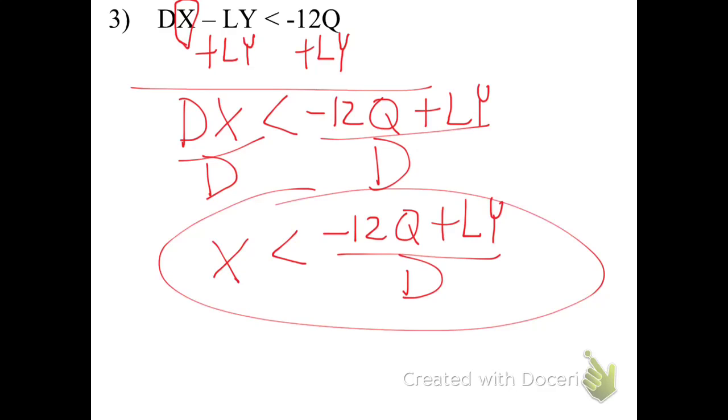Something to note real quick though is that this is assuming d is positive. If d was negative, we would have to switch the direction of that symbol there, because we'd be dividing by a negative number, and whenever you do that, you have to switch the direction of your inequality. So really this has two answers, but it's kind of trivial. If we knew d was negative, we would know to switch our inequality sign. So, side note, and that's it for 3.